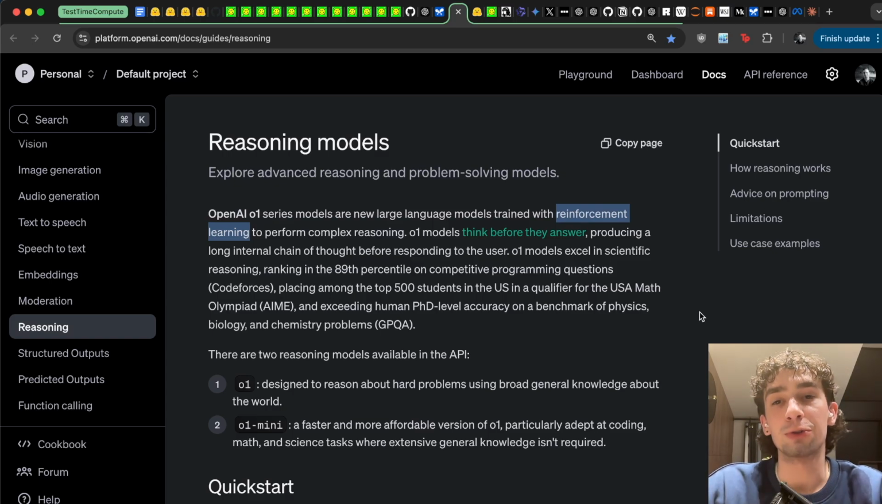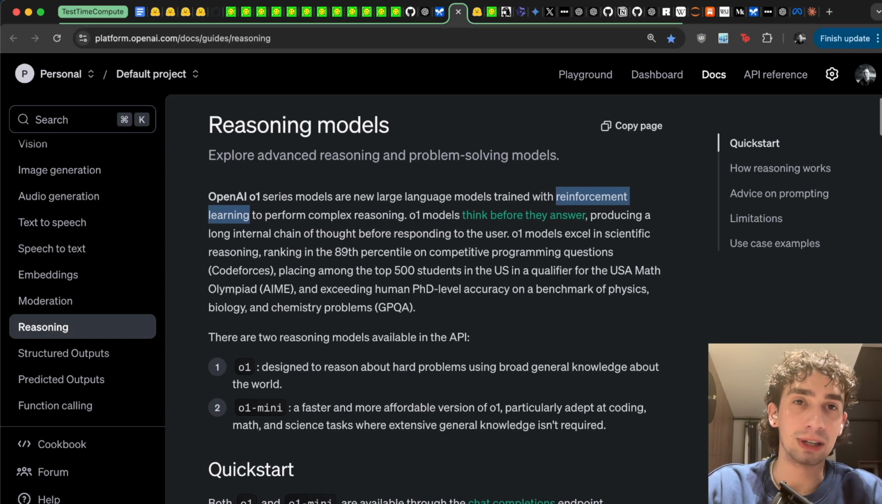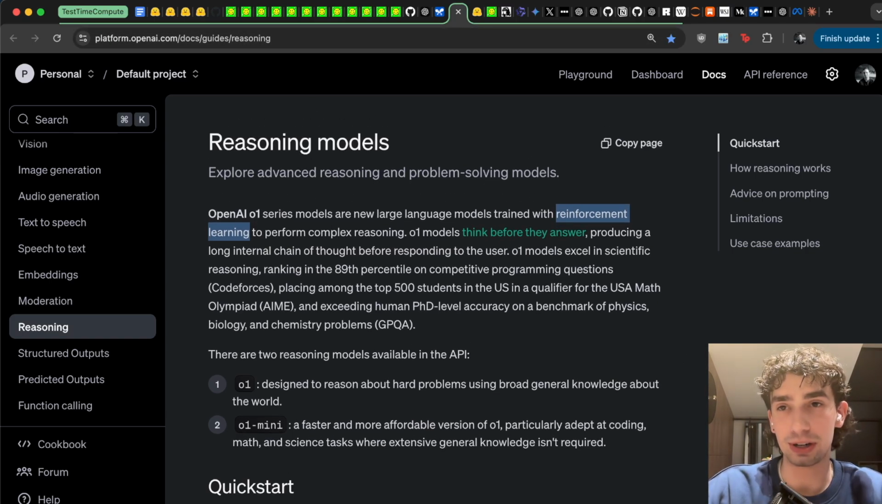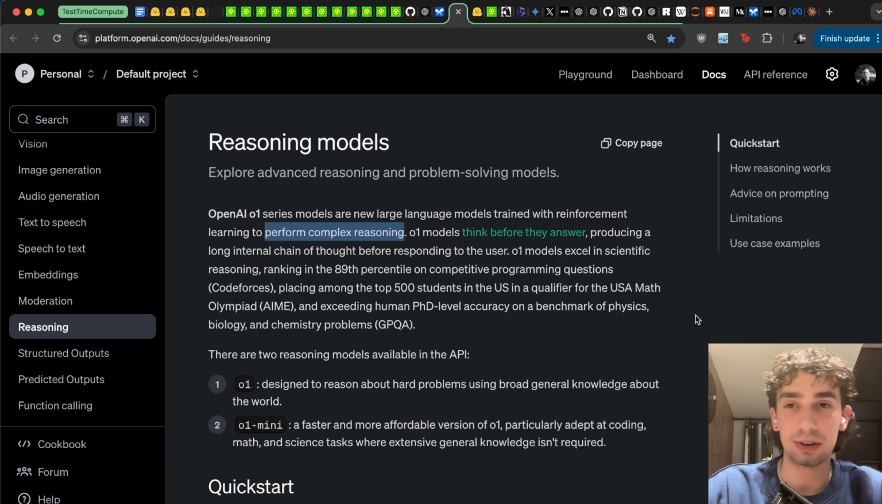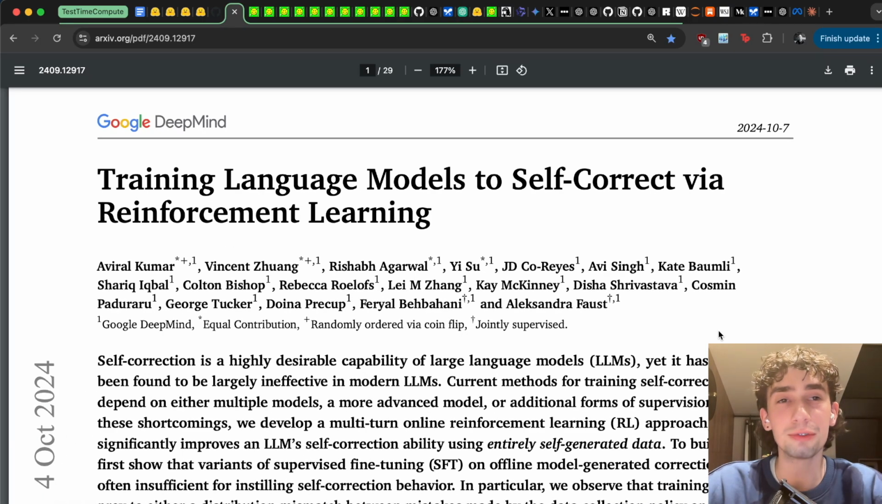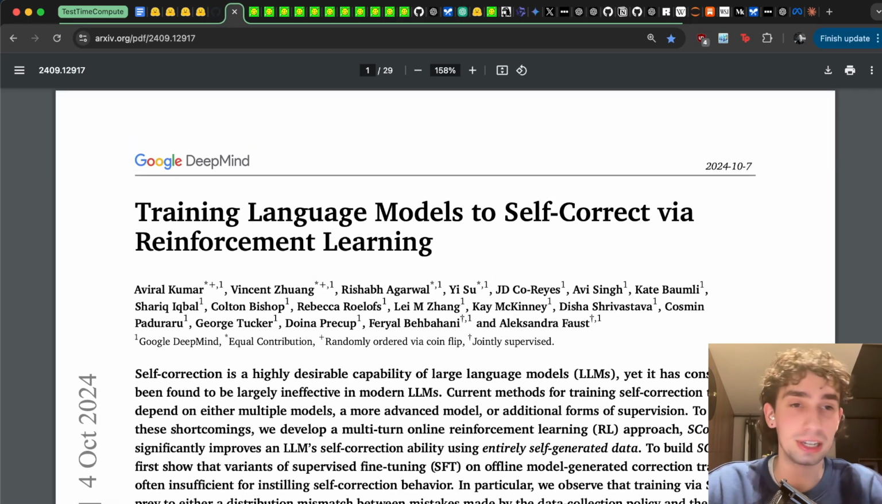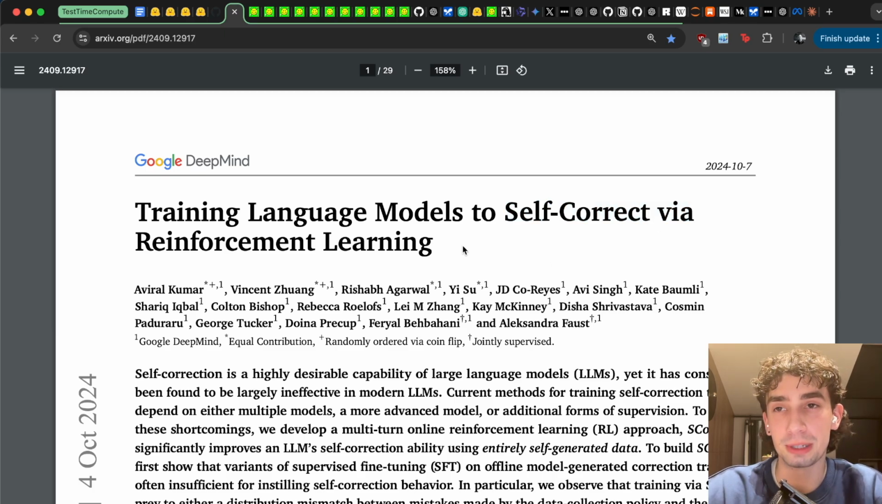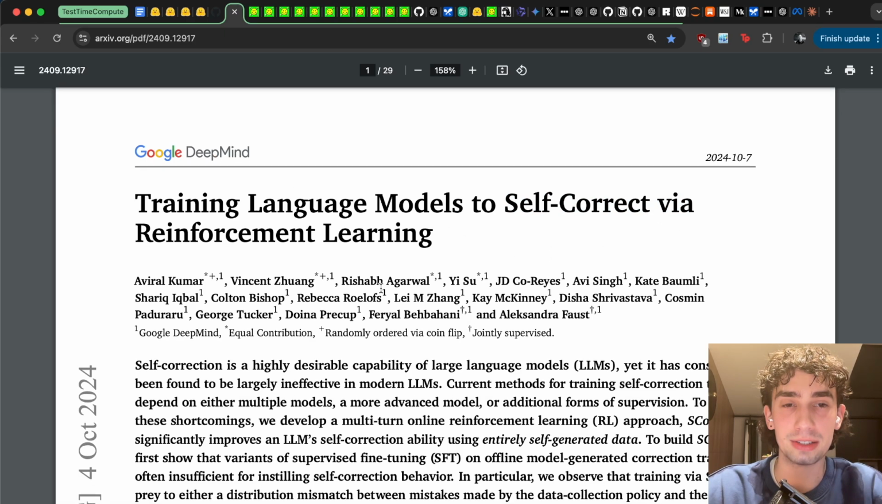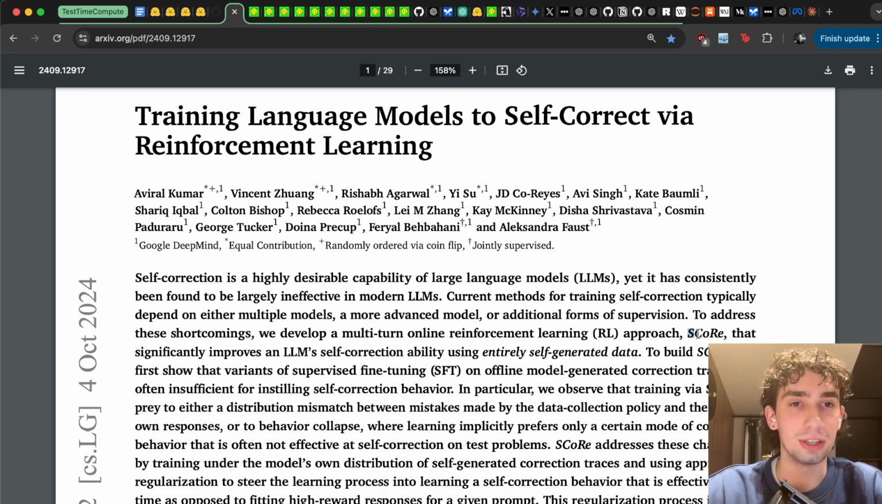And the use of reinforcement learning for models like O1 is actually no secret. OpenAI is very public that they've used some reinforcement learning method to actually make the model perform complex reasoning. They just haven't given us the specifics. And there's a lot of different research out there for attempting this, but one of the most successful and likely pointers in the right direction is the self-correct via reinforcement learning paper from Google's DeepMind, which is adequately called the SCoRe paper.